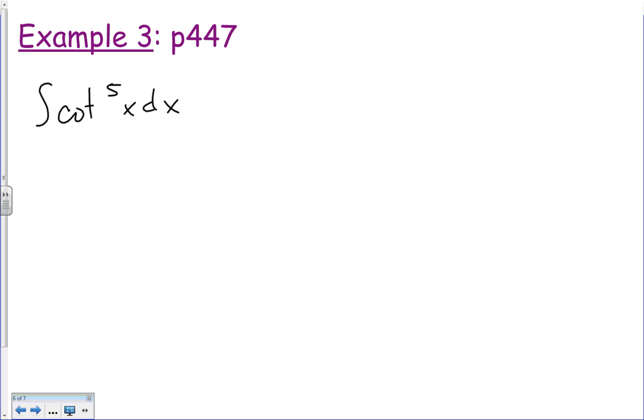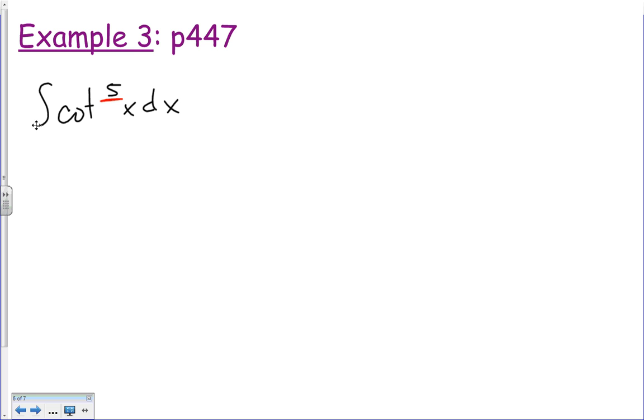All right, again, you don't need to derive the formula for this. You don't need to do the integration by parts. All you need to do is use the formula here. So the integral of cotangent to the fifth of x dx. Our n value is the 5. This is our value of n. So when we go to use this formula, just remember that n is equal to 5.